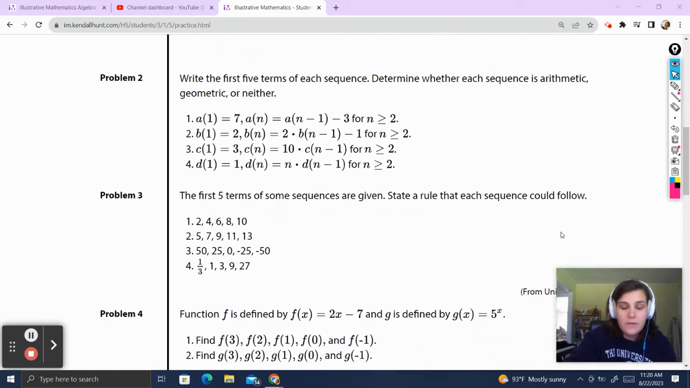All right, so pause if you need a second to think it over, but we're going on to the next question. Write the first 5 terms of each sequence. Determine whether the sequence is arithmetic, geometric, or neither. So we have a of 1. Let's do number 1 right here.